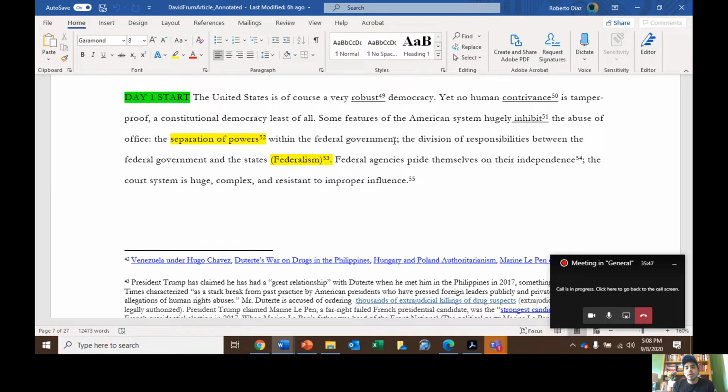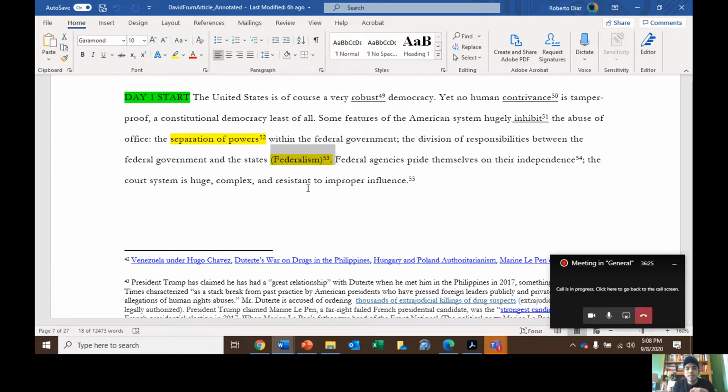Robust means strong. Yet no human contrivance is as tamper-proof, a constitutional democracy least of all. Some features of the American system hugely inhibit the abuse of office, the separation of powers within the federal government, the division of responsibilities between the federal government and the states, federalism. Federal agencies pride themselves on their independence. The court system is huge, complex, and resistant to improper influence. You can see he uses a lot of AP government concepts that we've used in class. And he's also going to refute this argument, which is really, really cool.